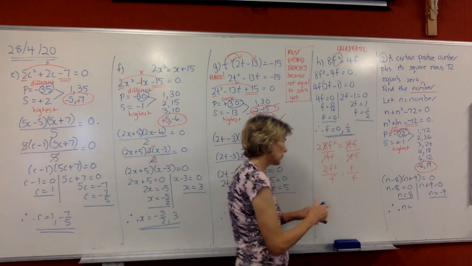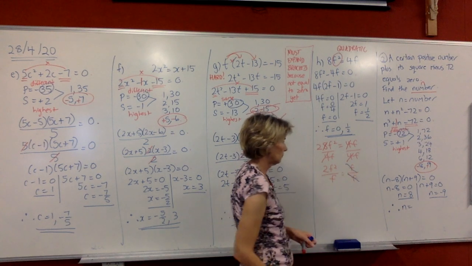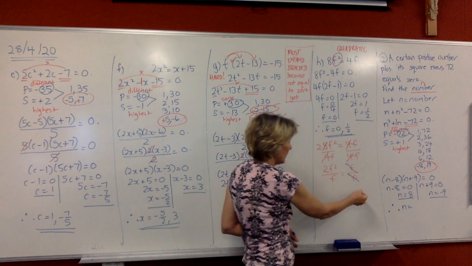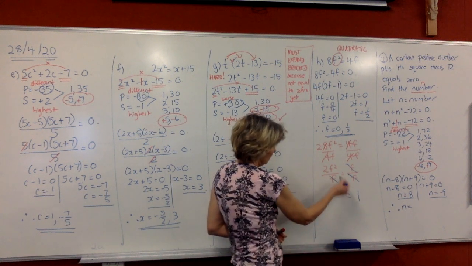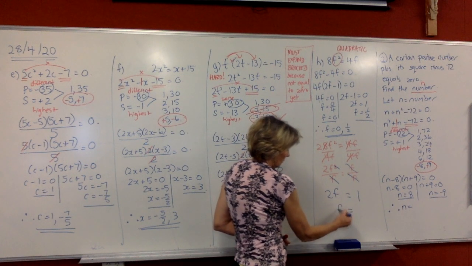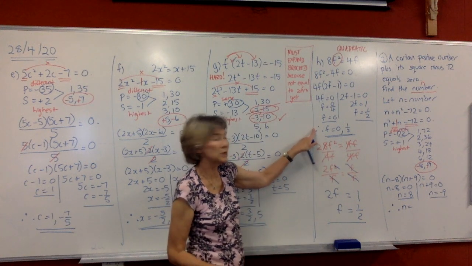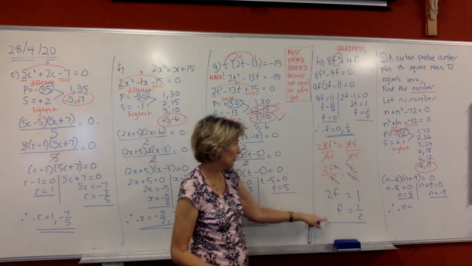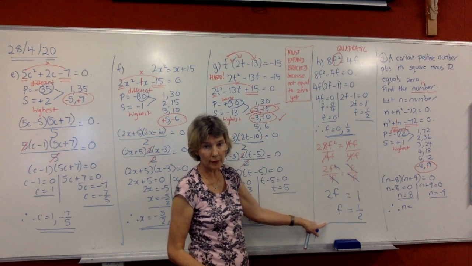So if you then cancel these f's, that's actually a 1 over there. And if you cancel the f's here, you're left with 2f. And you can see the answer was f equals 0 and f equals a half. If you do it with this method, you're only going to get f equals a half, and you've lost half your marks because you've lost an answer.